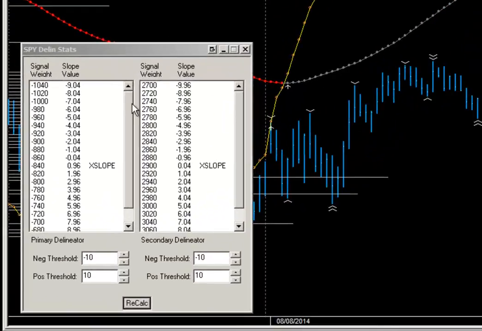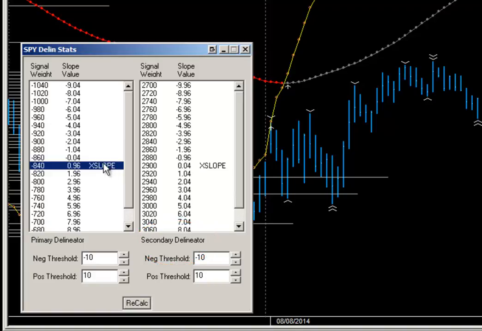So on the 5-minute time frame, 82 5-minute periods is obviously a long time. We can move to our stats calculator, and we always want to hit recalc every time we use the stats calculator, even if we've just hit recalc again, because every time period that changes, these numbers change. On the left columns, we see our primary delineator, which in this case is our 5-minute. And on the right column, we have our secondary delineator.